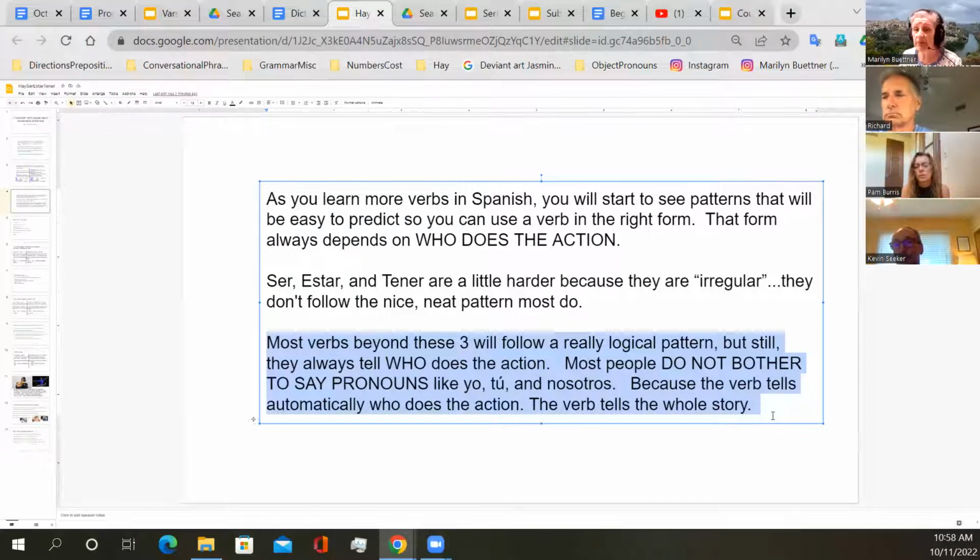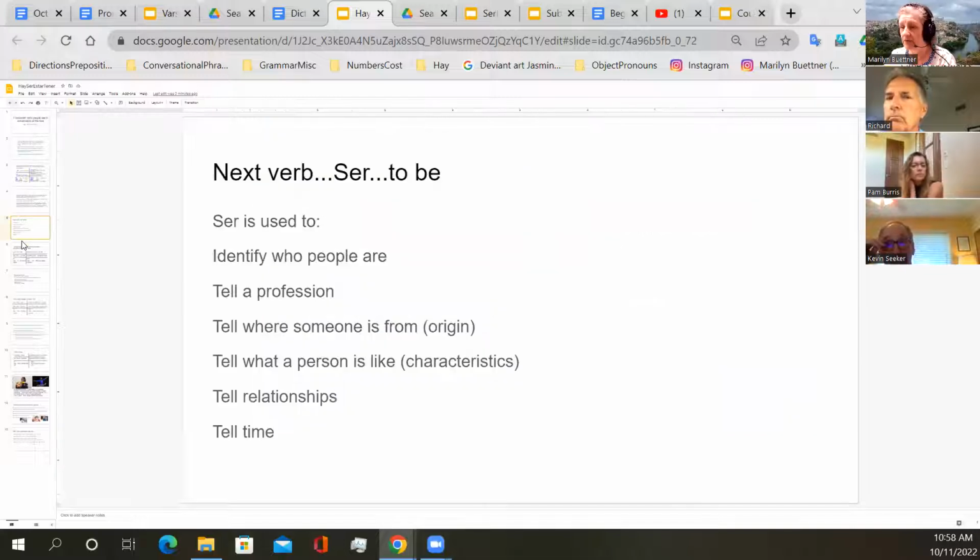Because there's only one verb that matches up with yo. So if only one verb matches up with yo, why would I bother with the yo? I'll just use the verb by itself. You're going to see them matched up right now so that you know how they pair up. But just know people drop the word yo, they drop the word tú, they drop the word nosotros all the time because the verb tells the whole story. The verb always tells the whole story. That's kind of a hard thing for us to get used to.